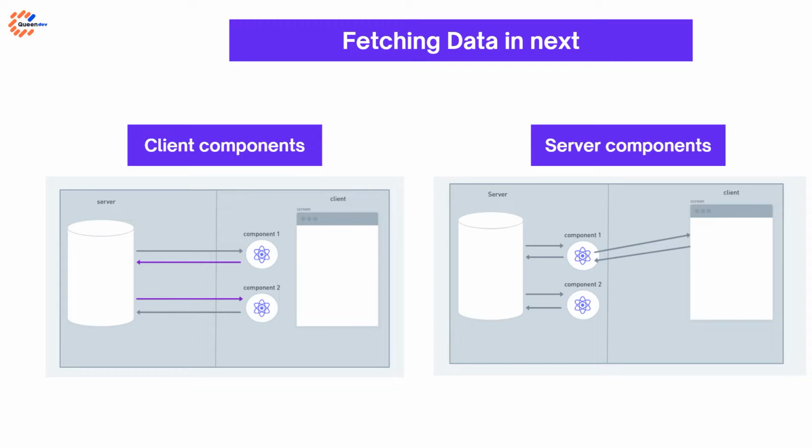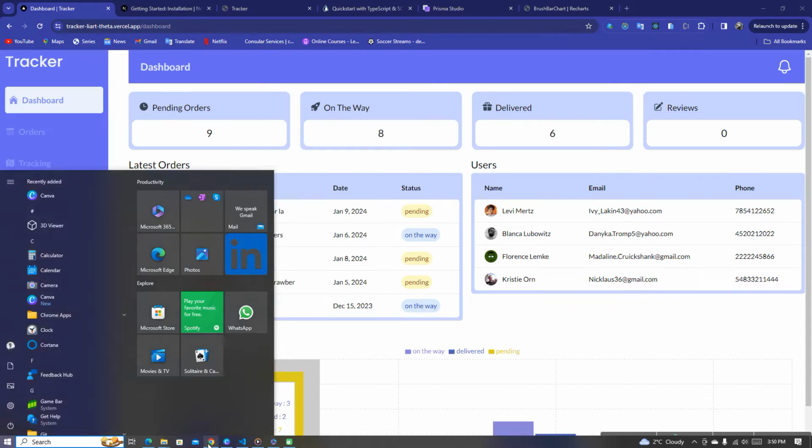So let's head over to the Next.js documentation and see what sequential data fetching and parallel data fetching are all about. Here I will go to my browser.